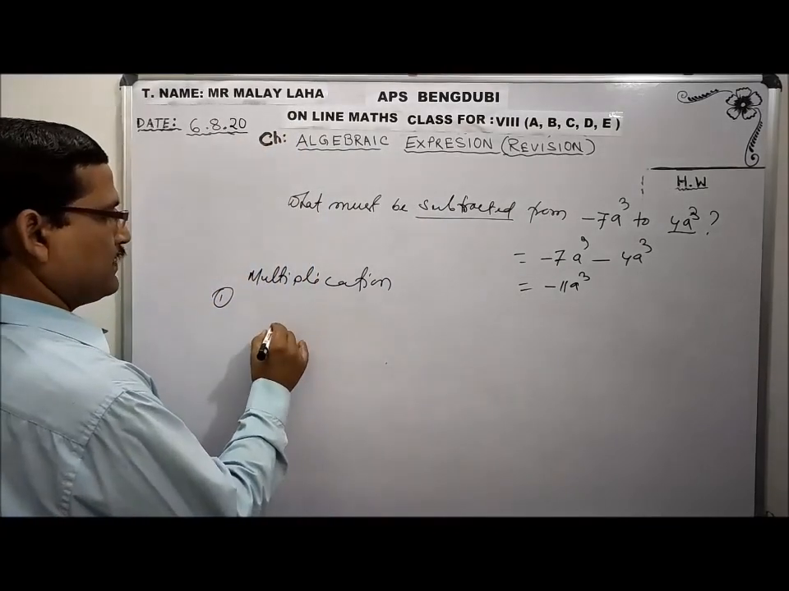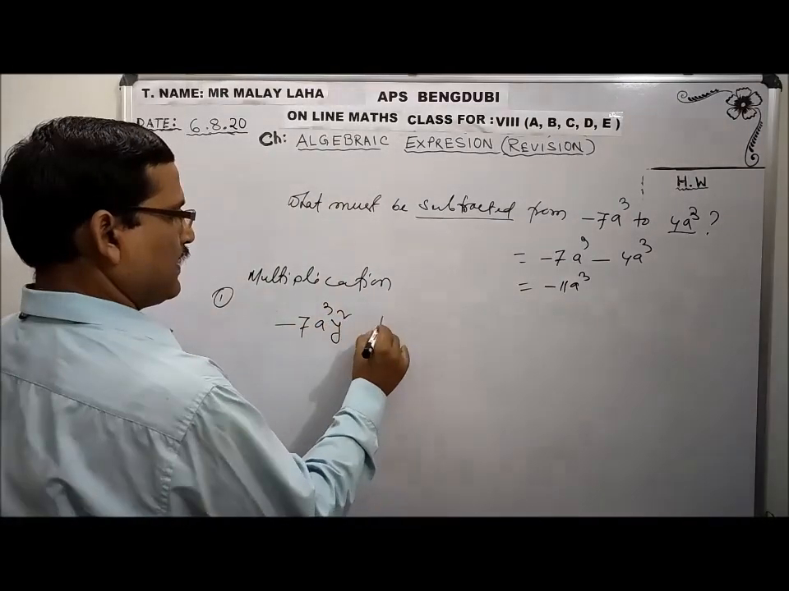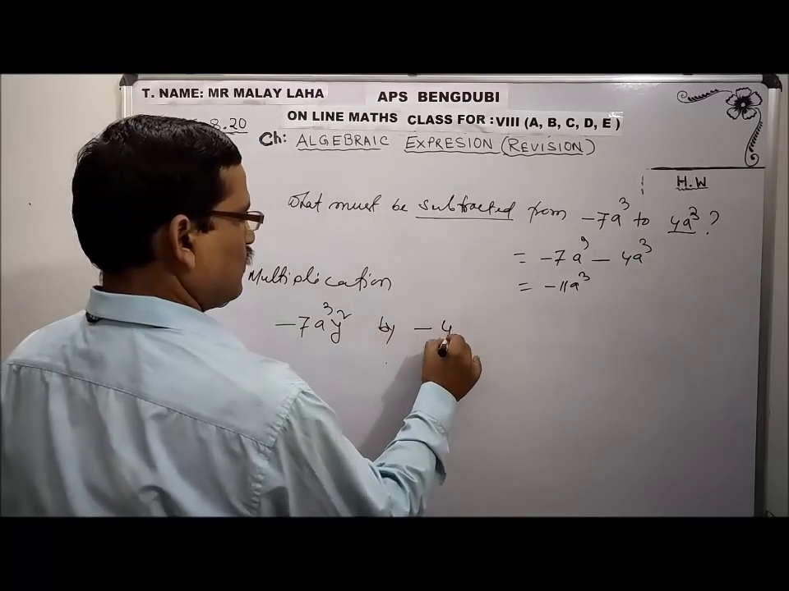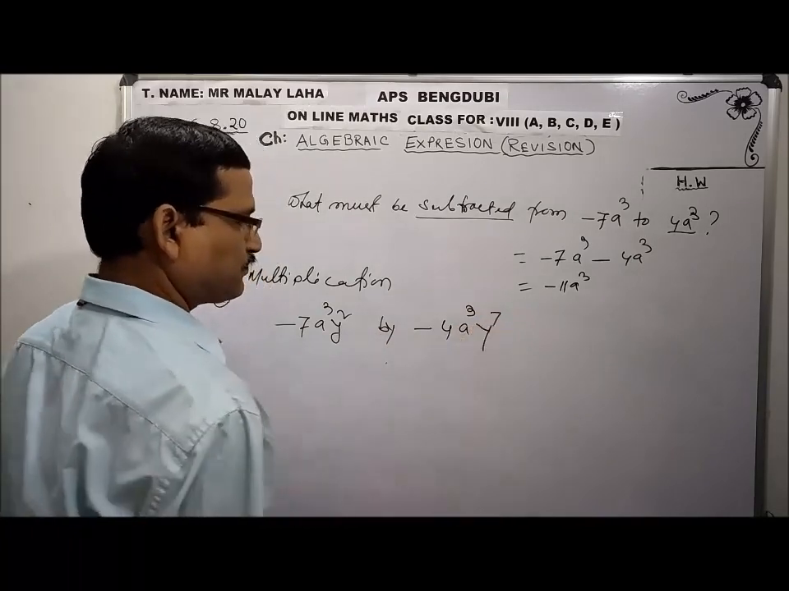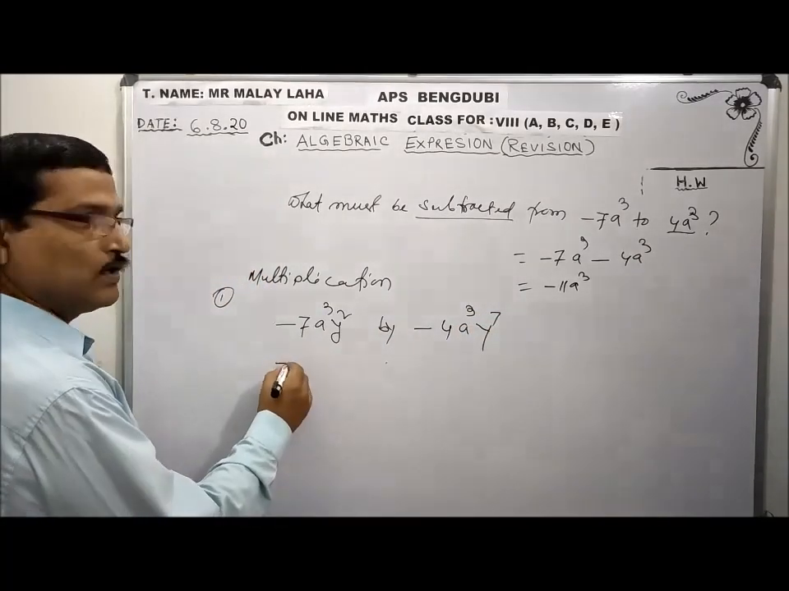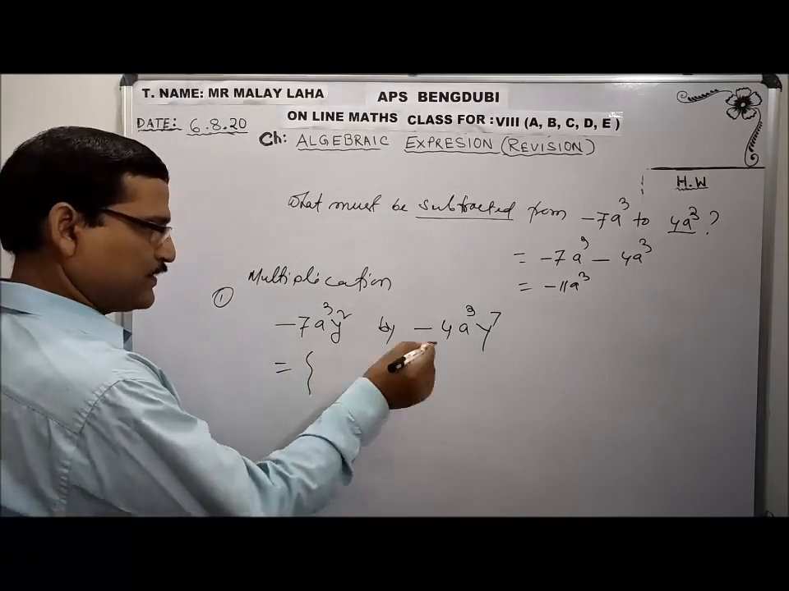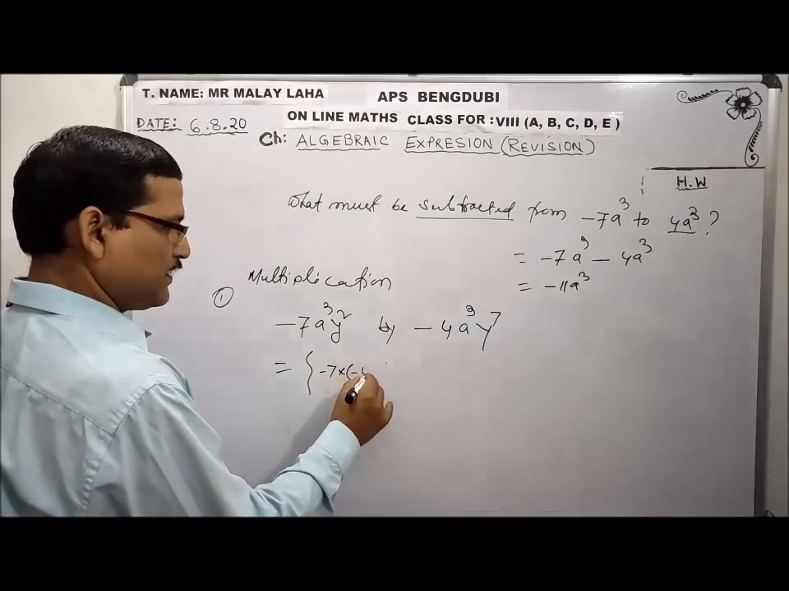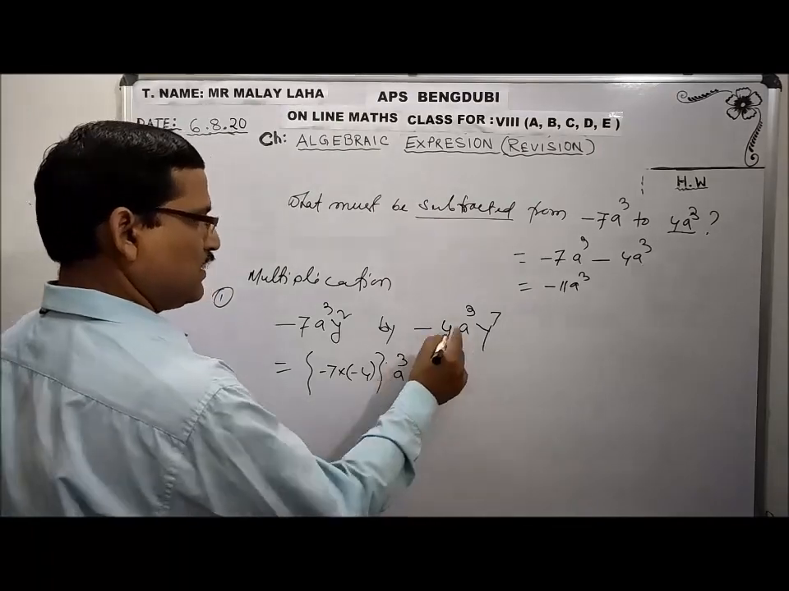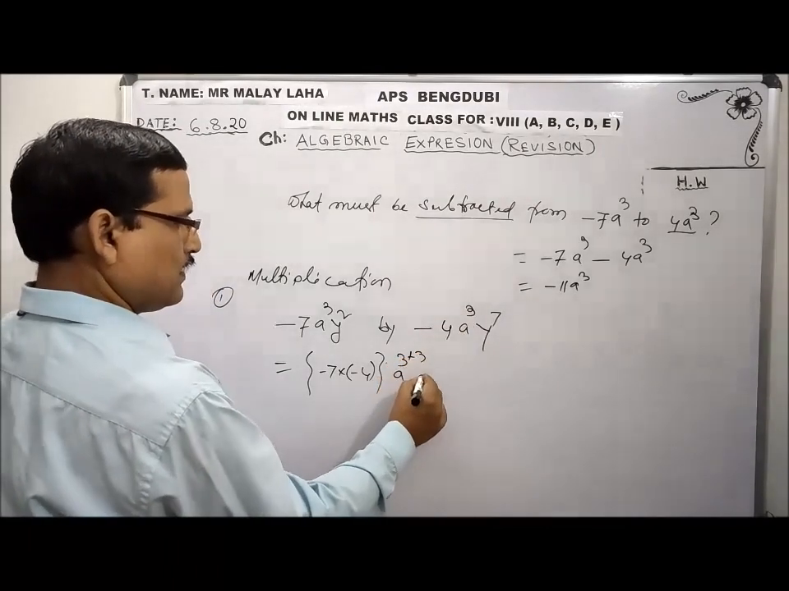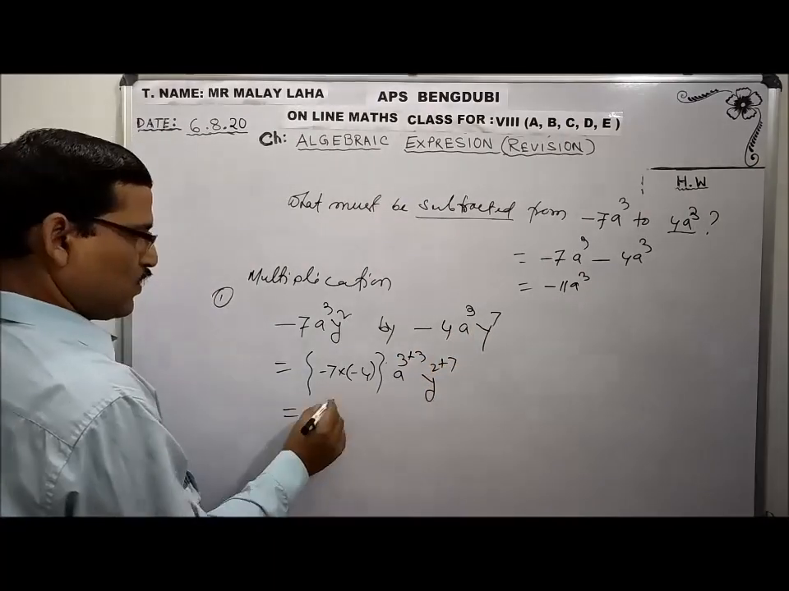So multiply minus 7a^3y^2 by minus 4a^3y^7. What to do? I have to write down all the numerical factors and segregate them: minus 7 into minus 4. Numerical factors have been segregated. Then a raised to 3, how many a's are there, plus 3. y raised to 2, how many y's are there, plus 7. So what will be the answer?